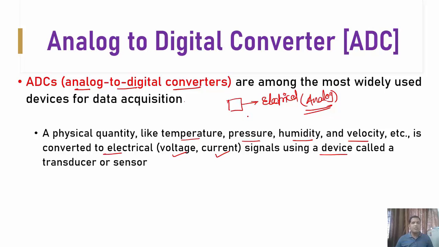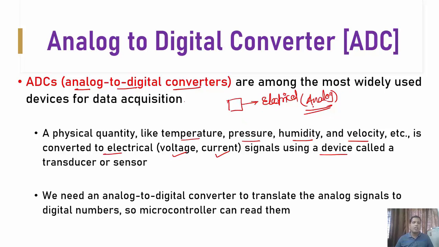And that one form is nothing but what? It may be temperature, pressure, humidity, or velocity. In short, the quantity that we want to measure is simply converted into its equivalent electrical signal. And that electrical signal is what? Analog in nature. So we need an analog to digital converter to translate the analog signal to digital numbers, so that the microcontroller can easily read it.